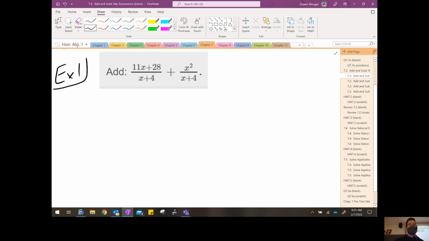That's kind of nice, isn't it? So really, all we'll need to do is just add across the top. So we get x squared plus 11x plus 28 all over what?